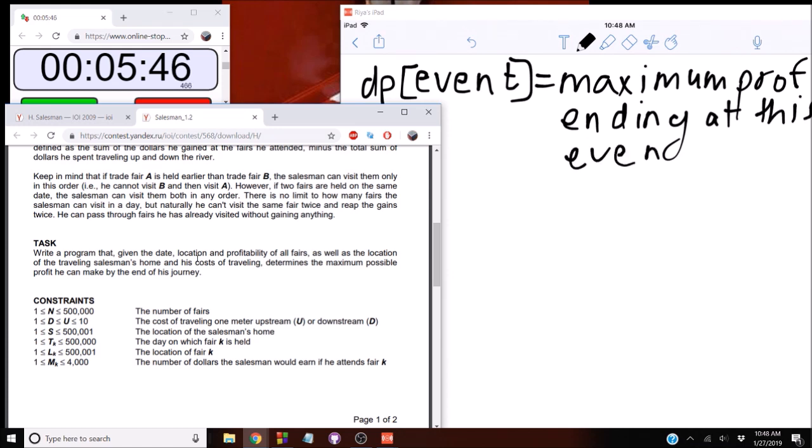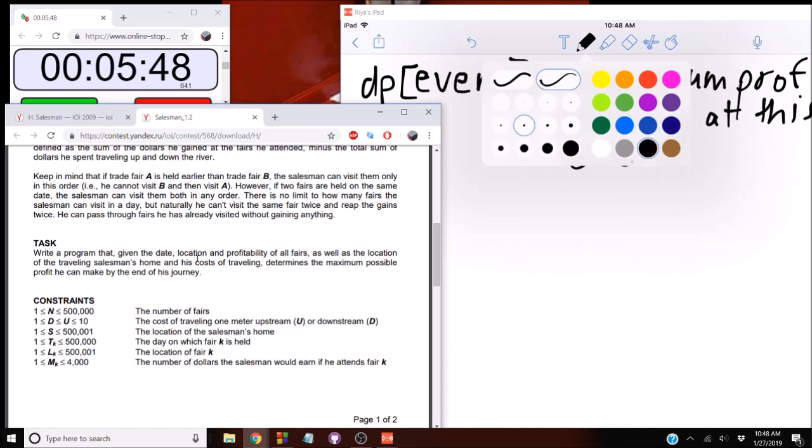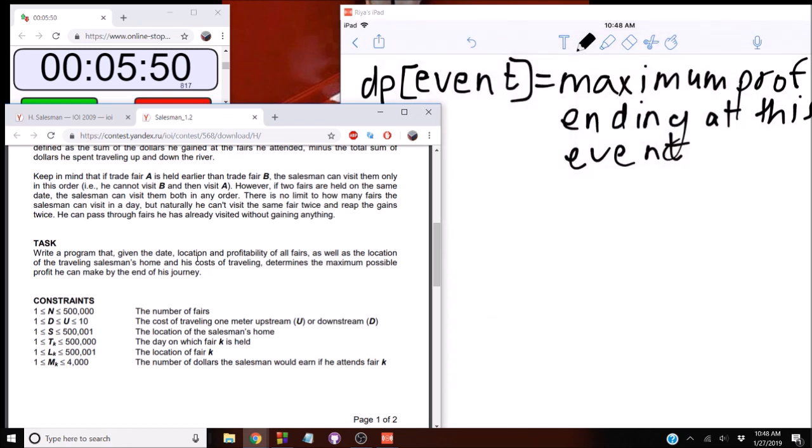Okay, and we know our location. The location for DP of event is the location of the event, because we're going to this event.